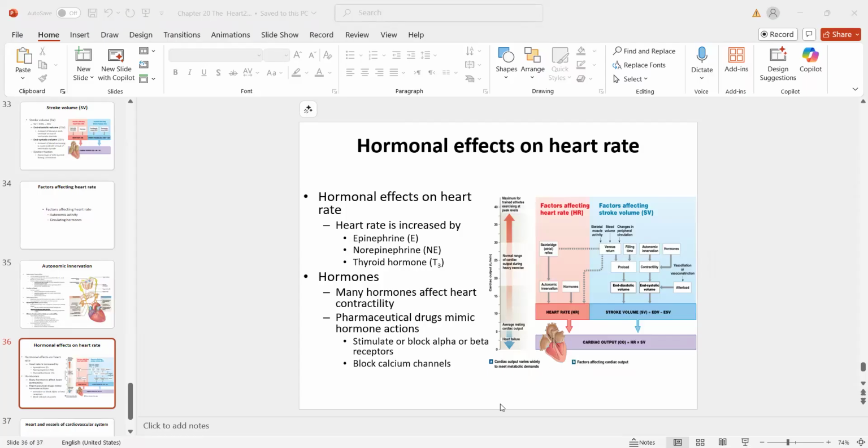Many hormones affect heart contractility, like epinephrine, norepinephrine, thyroid hormone, and others. Many of the drugs used to treat hypertension, high blood pressure, are negatively inotropic: they stimulate or block alpha and beta receptors, or block calcium ion channels.